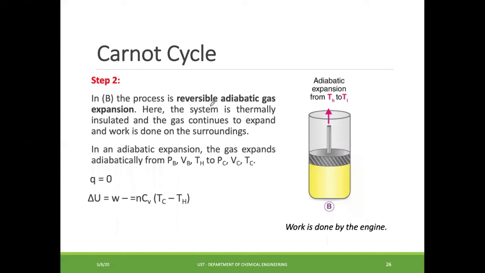Step 2 is reversible adiabatic gas expansion. Here, the system is thermally insulated and the gas continues to expand and the work is done on the surroundings. In an adiabatic expansion, the gas expands adiabatically as it lowers the temperature from TH to TC. This time, the gas is pushing the piston with no heat input. At this point, the gas is expanding against the piston, but this time it's cooling down and done adiabatically.